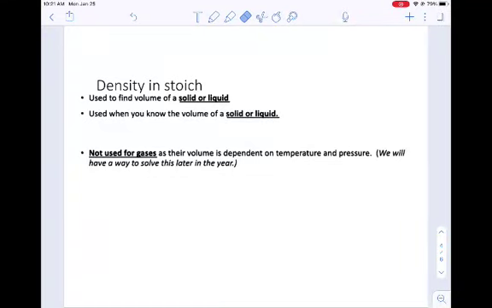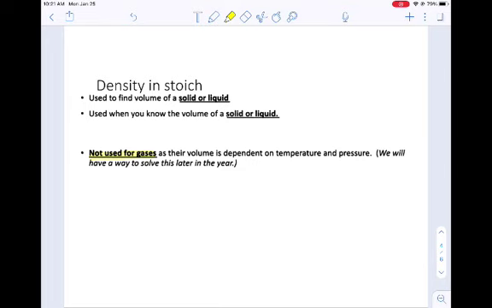This video is going to focus on how to use density in stoichiometry. Density is a conversion that allows us to get to volume for solids and liquids. So molarity does it for solutions, density does it for solids and liquids. Density does not do it for gases because gases don't have a specific volume because it's temperature and pressure dependent. So we'll come back to that at a later time to talk about it.